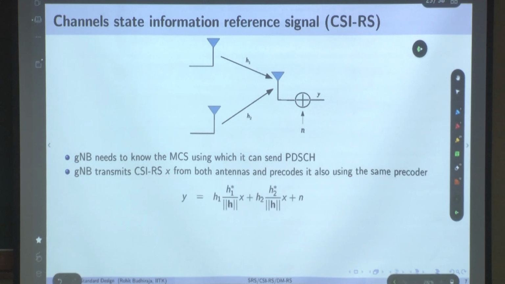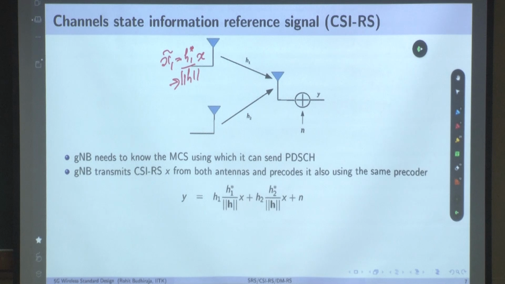So what was the precoder we used in the last slide? You remember. What was being transmitted from the first antenna? We call this x1 tilde. That was h1 star by norm of h into x, because this norm was coming in the denominator. What was transmitted from the second antenna? x2 tilde, that was h2 star by norm of h.